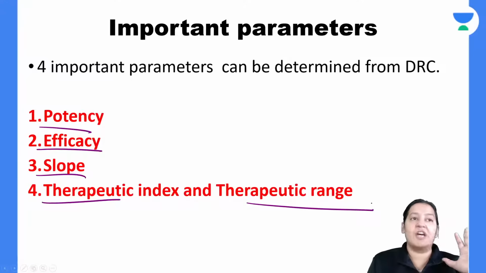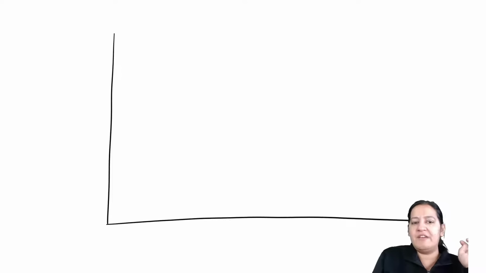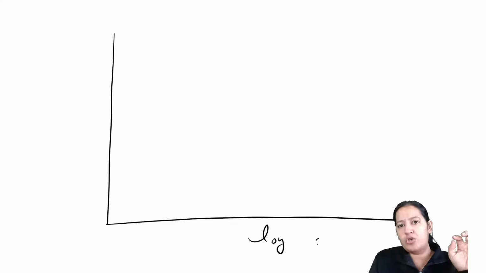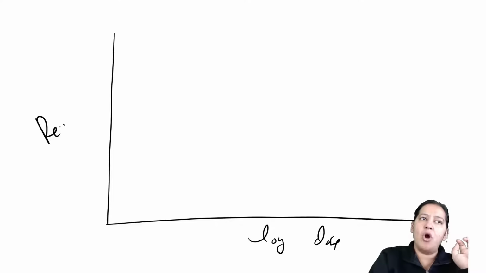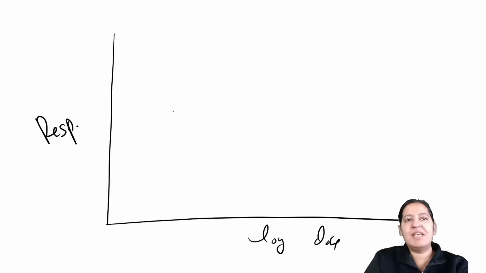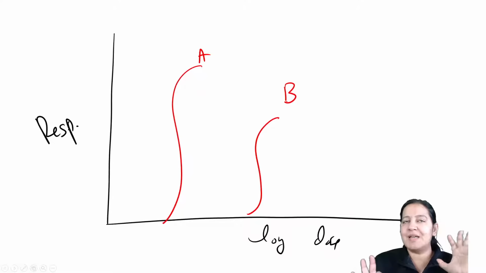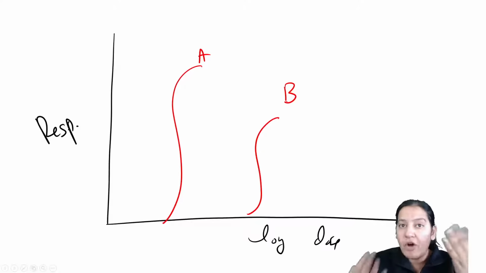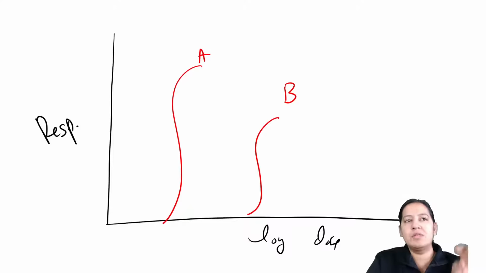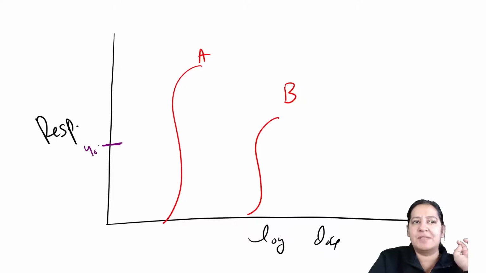In the last lecture, we already studied potency and efficacy. Yes or no? You were there, everyone was there. So we studied the potency and the efficacy of two drugs. This is log dose and this is response. In the log dose response curve we have seen, suppose these are the two drugs, this is drug A and this is drug B. How is potency compared? Potency is the amount of drug needed to produce a particular response. So decide a response. Suppose I need 40% of the response.